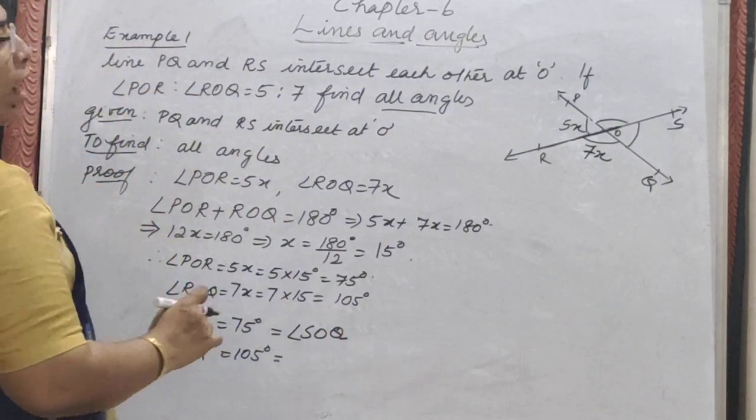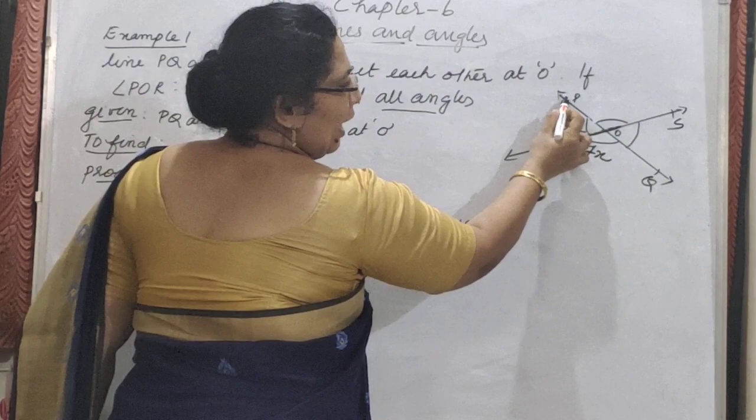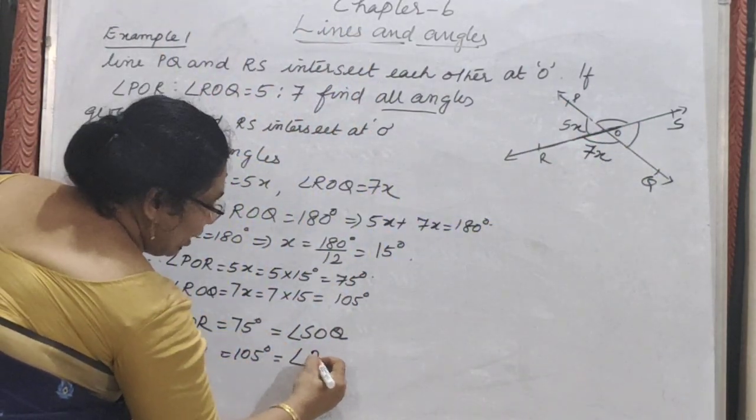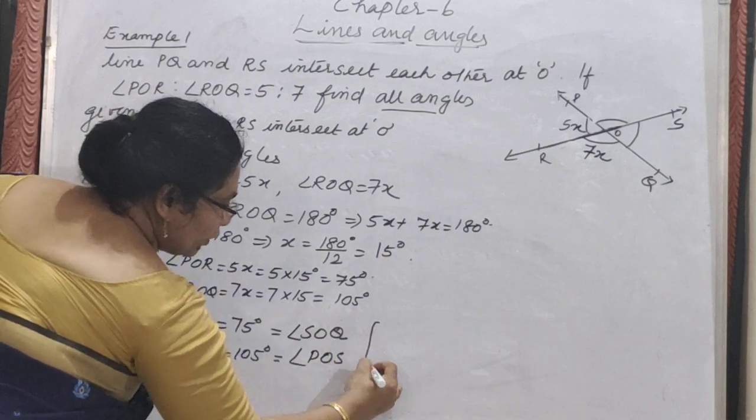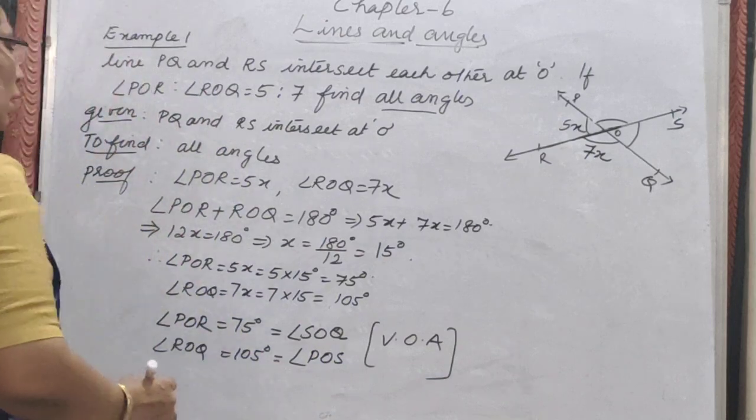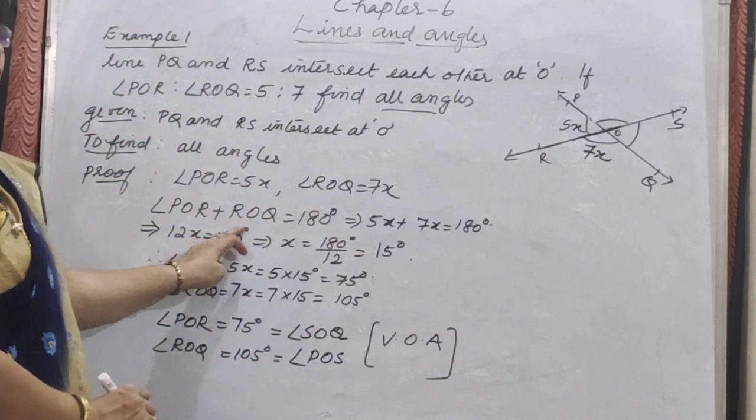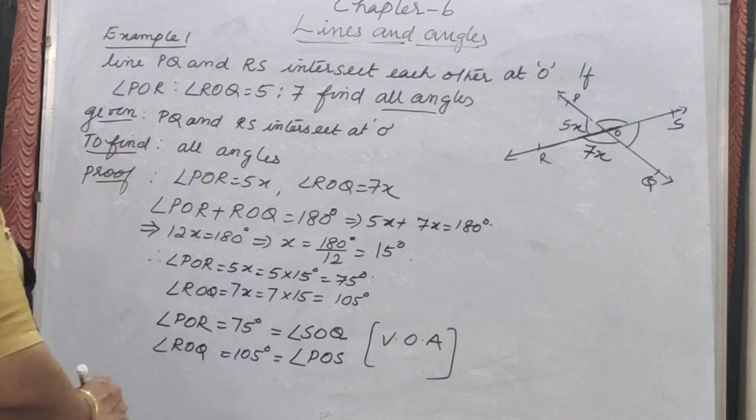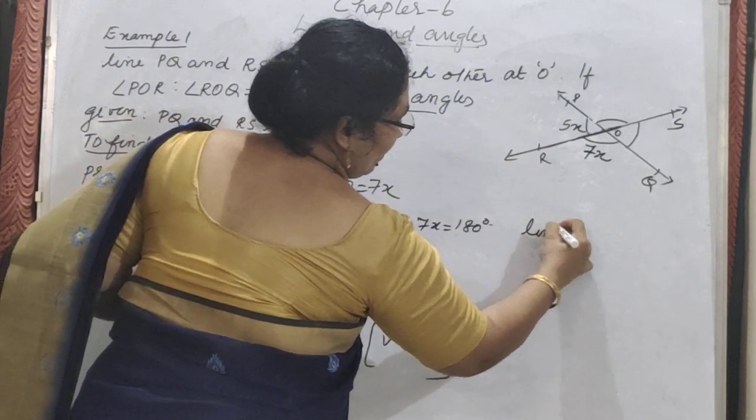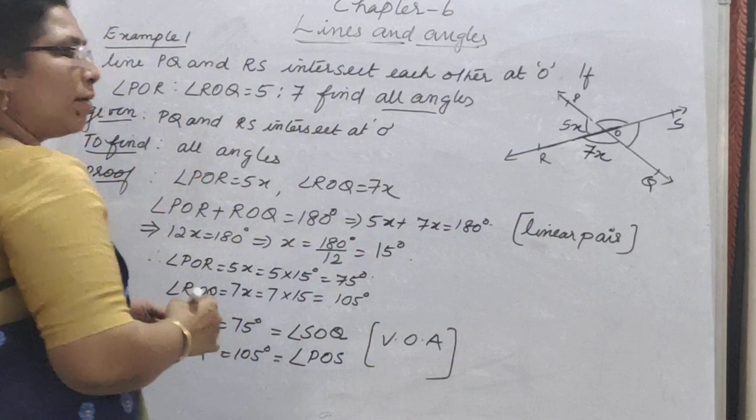Similarly, angle ROQ is 7x here. If it is 7x, which is the other angle? Angle POS. Angle POS we should write here. Now after writing here we should write the reason: vertically opposite angles, right? Now one more property we have to write here, that is angle POR plus ROQ equals 180 degrees, which we have written. You can write the reason for that statement as linear pair. Whenever we are writing, write the reasons in brackets also.